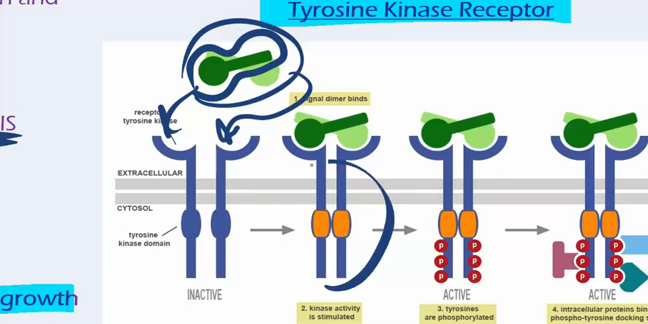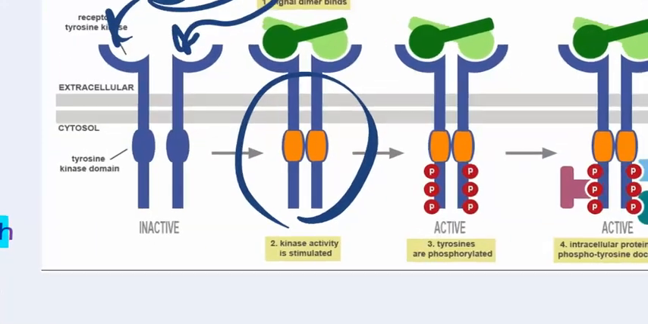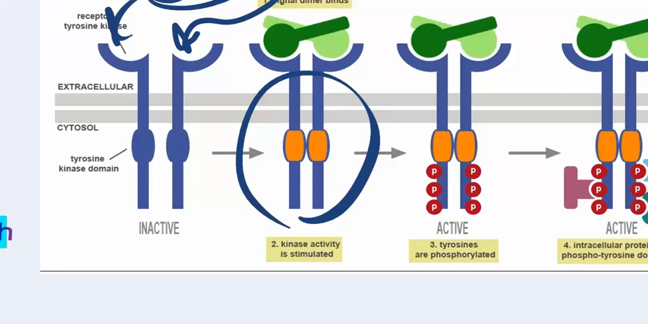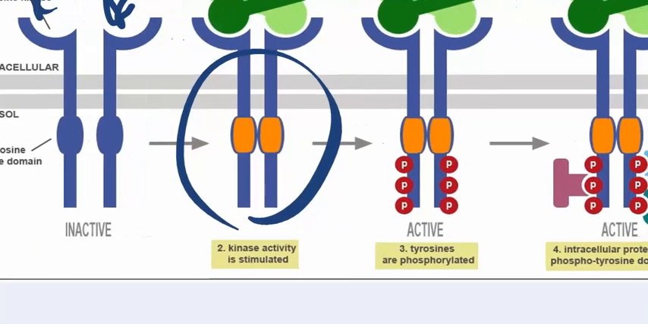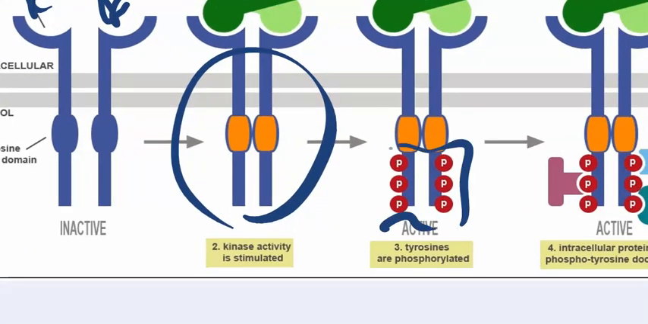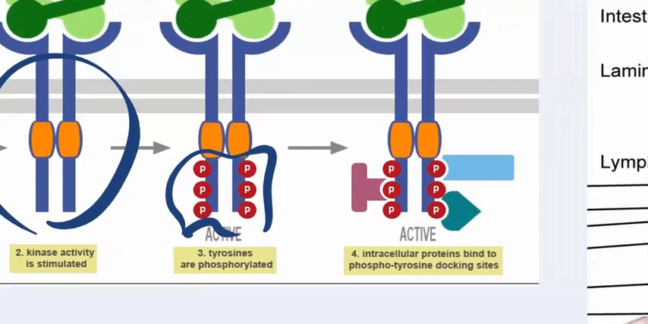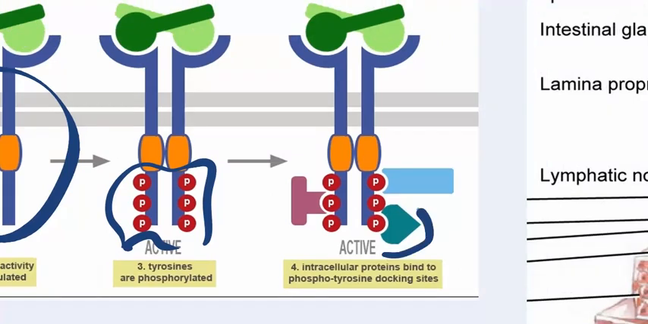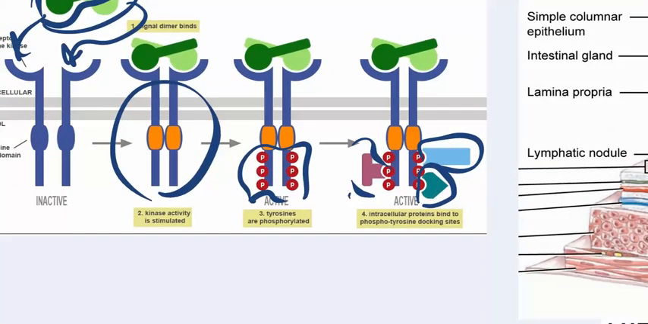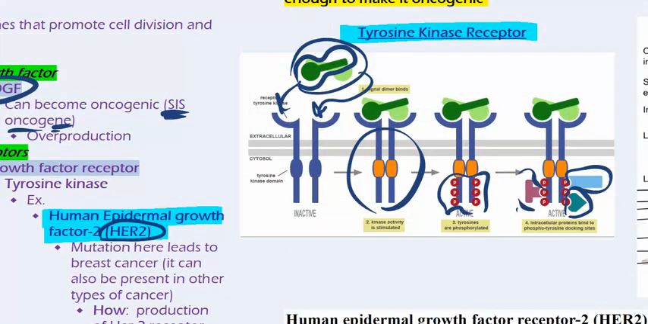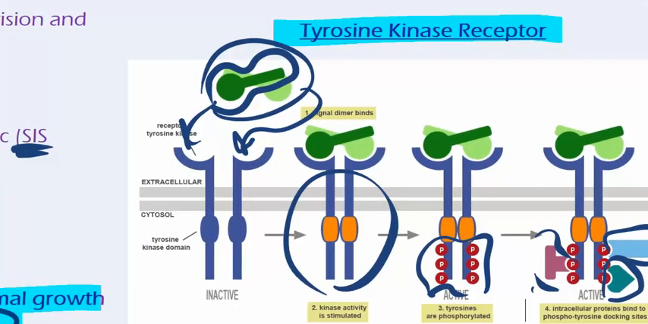And that's what we're seeing here. Once they dimerize, the kinase activity is stimulated, so you start getting all these little phosphorylations here. Once you get all these phosphorylations going on, proteins can hook up here, get phosphorylated, and then they can go and do other things. So this is how your tyrosine kinase receptors are working.